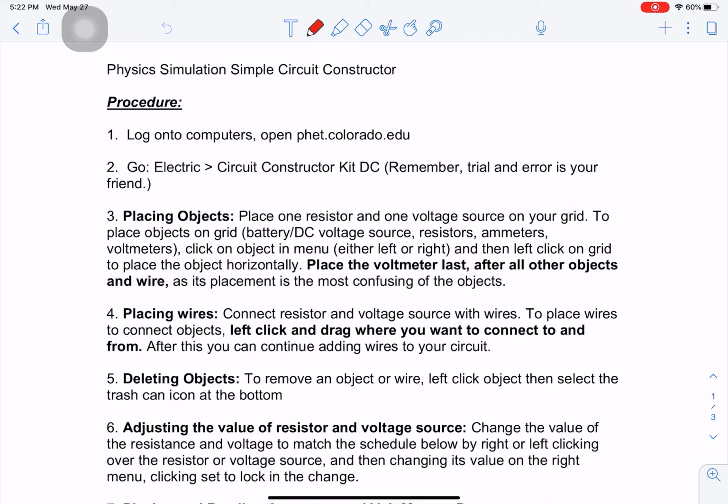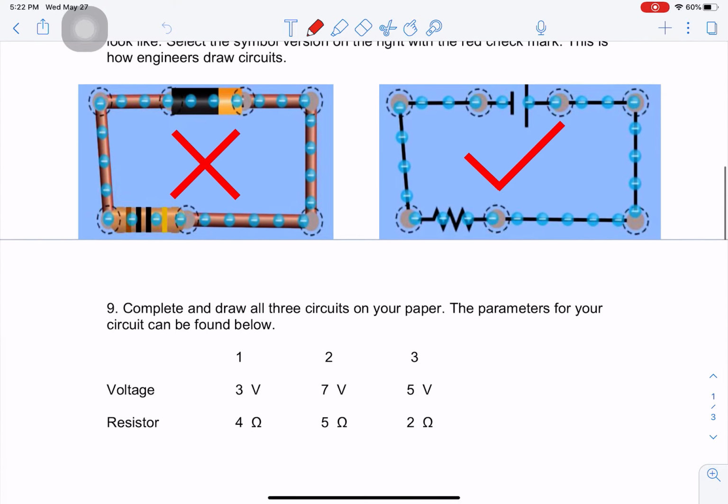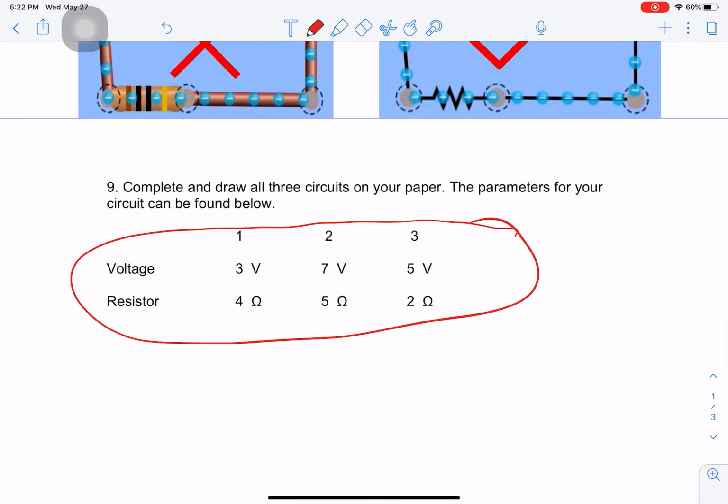Alright guys, here is your tutorial on how to complete your drawings for the circuits. Make sure you read the procedure. It's explicit. And here are your parameters for each circuit. You're going to be drawing 3 in total. The first one is going to have a voltage of 3 and a resistance of 4. The second one's going to have a voltage of 7 and a resistance of 5. And the third one's going to have a voltage of 5 and a resistance of 2.